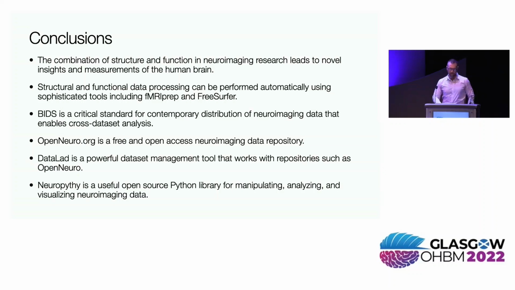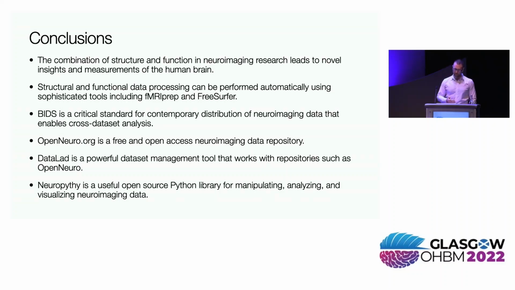All right, so I've gone over quite a bit today in this talk. If there was one thing I wanted you to remember from it, it's that the combination of structure and function in neuroimaging research leads to a lot of novel insights and measurements of the human brain. Additionally, we talked about structure and functional data processing tools such as fMRIprep and FreeSurfer, which have the power both to automate and to standardize a lot of the processing needed for these kinds of analyses.